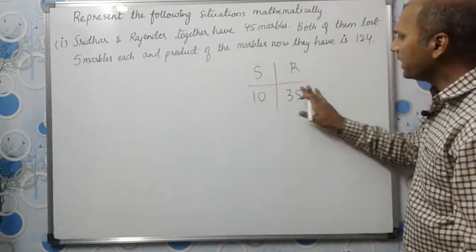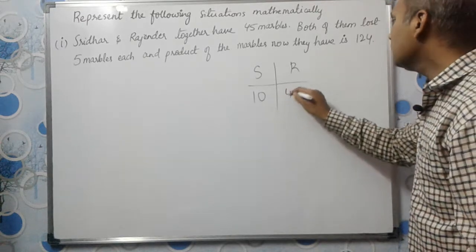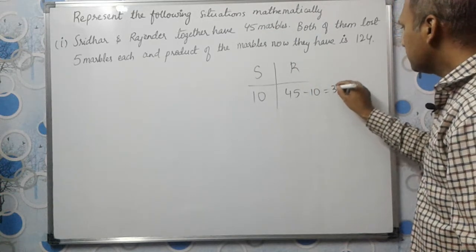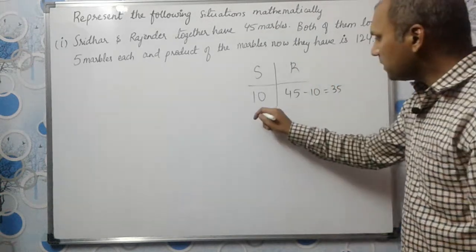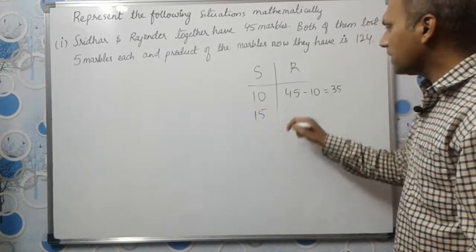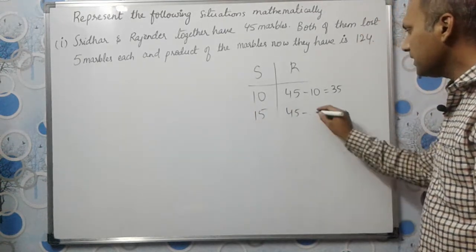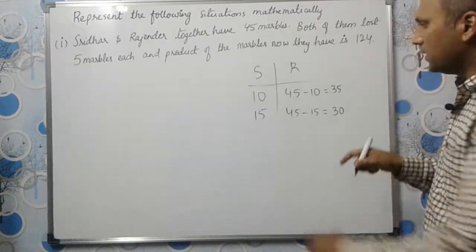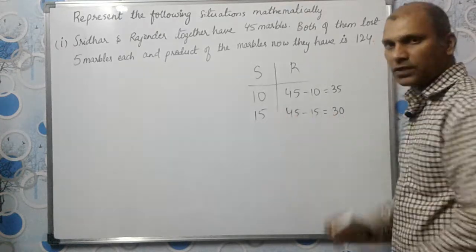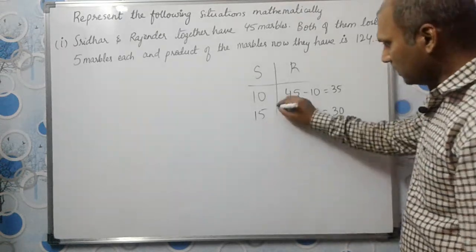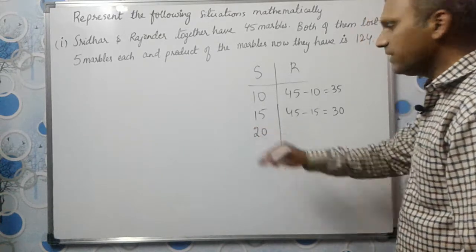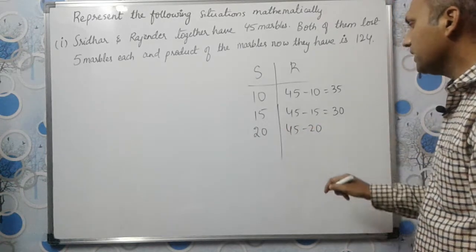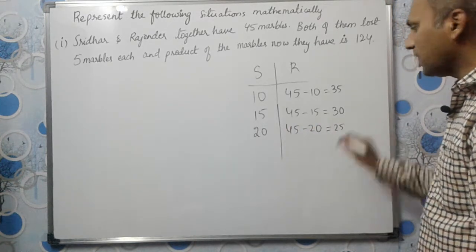45. So how did we get this 35? We subtracted, 45 minus 10, 35 marbles, right? Suppose Sridhar has 15 marbles, so we write 45 minus 15. So Rajendra will have how many marbles? 30. Now you see, 15 and 30 total 45. Now suppose Sridhar has 20 marbles, Rajendra will have 45 minus 20, which is equal to 25 marbles, right?